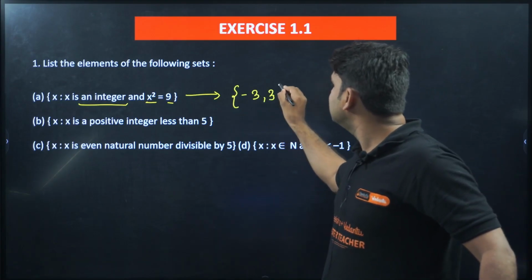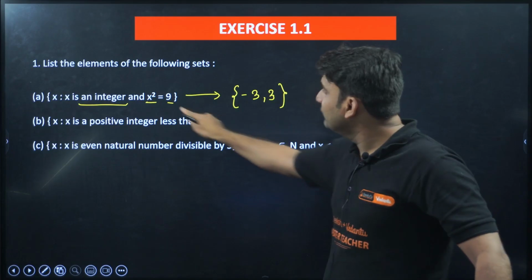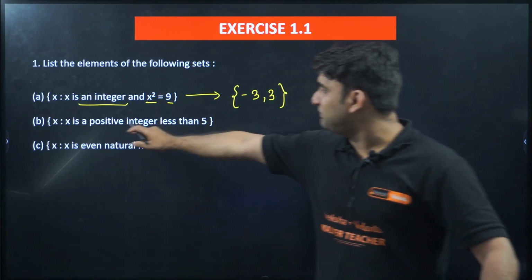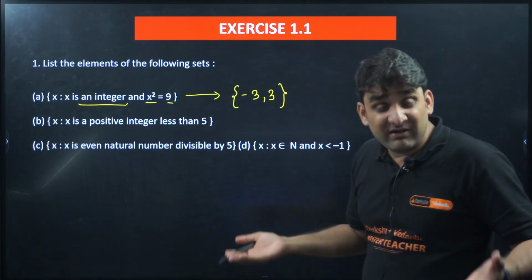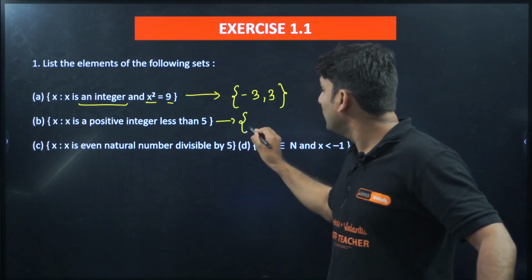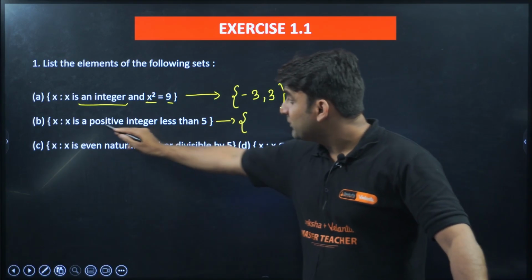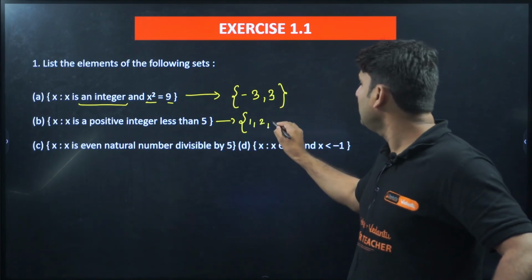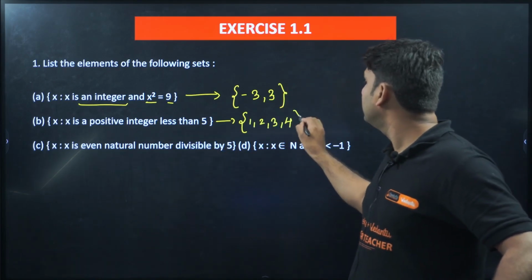This will be the answer, because these two values satisfy this. Next, x such that x is a positive integer less than 5. Positive integers less than 5, so the set will look like 1, 2, 3, 4. This is the answer.